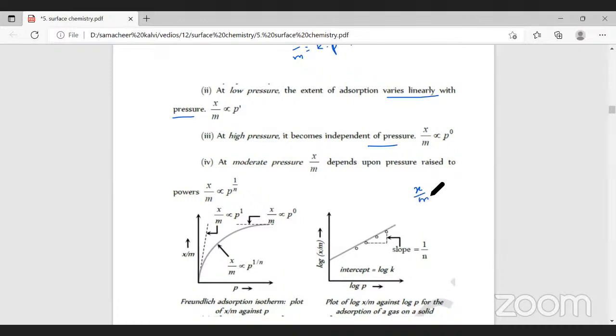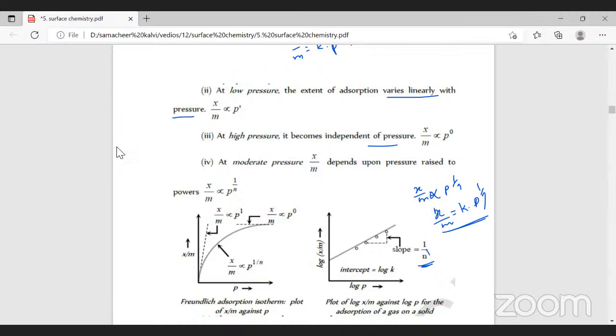Now, when we say x by m is proportional to p to the power 1 by n, if we remove the proportionality sign, we get x by m is equal to k into p to the power 1 by n. This is called the Freundlich adsorption isotherm, the mathematical representation. For the same graph, when we take log and plot log x by m on the y-axis and log p on the x-axis, we get a straight line. The slope of this straight line corresponds to 1 by n.